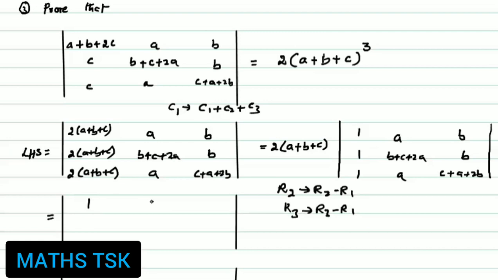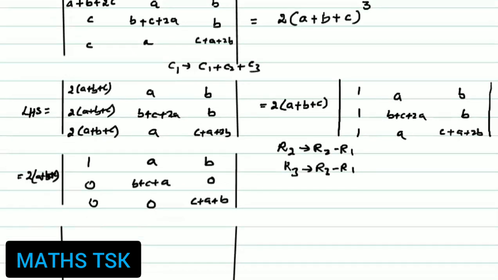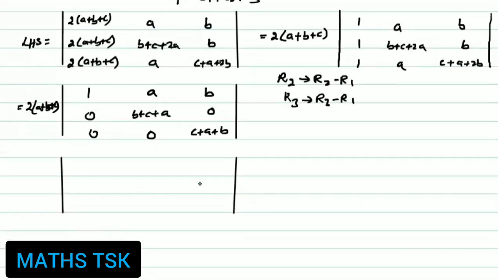There is 1, a, b. Second row: there is 2 times a plus b plus c. Sorry, 2 times a plus b plus c. And then 1 minus 1 is 0. b plus c plus 2a minus a is b plus c plus a. And then b minus b becomes 0. There is 0. a minus a is 0. c plus a plus 2b minus b is a plus b plus c. Is it clear? Right. Next up, I can write like this.